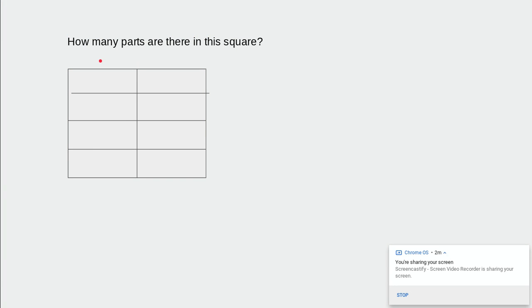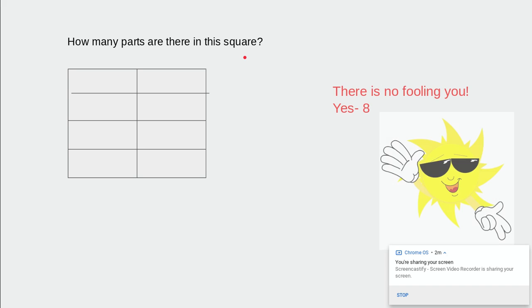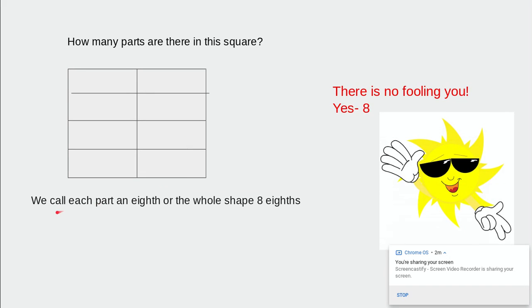And finally, for our 3rd grade, we get all the way up to this last amount of parts. How many parts are here? We know that there is, as we count them, there's 8. And we call each part an eighth. So each part is an eighth, or the whole shape 8/8.